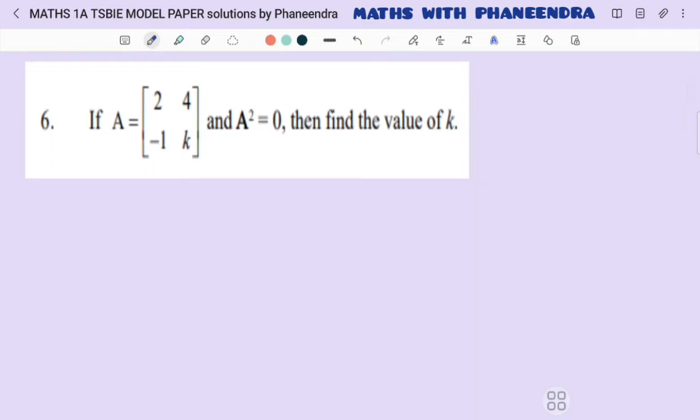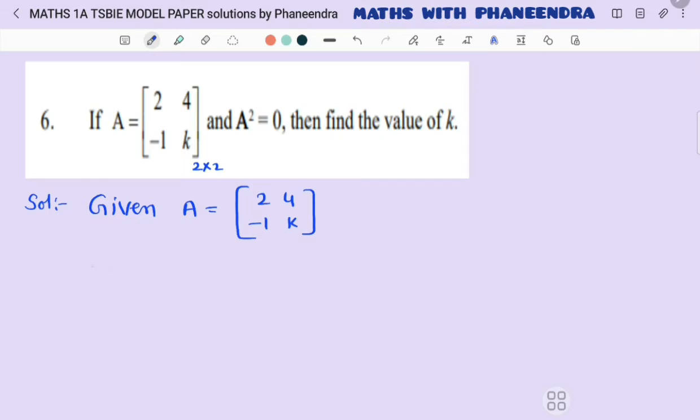If A is equal to [2, 4; -1, k] and A square is equal to 0, here 0 means the null matrix of order 2. Here this order is 2 by 2, no? So I will also consider the null matrix as a 2 by 2 matrix. Then find k. Given A is equal to [2, 4; -1, k], then A square is equal to 0.